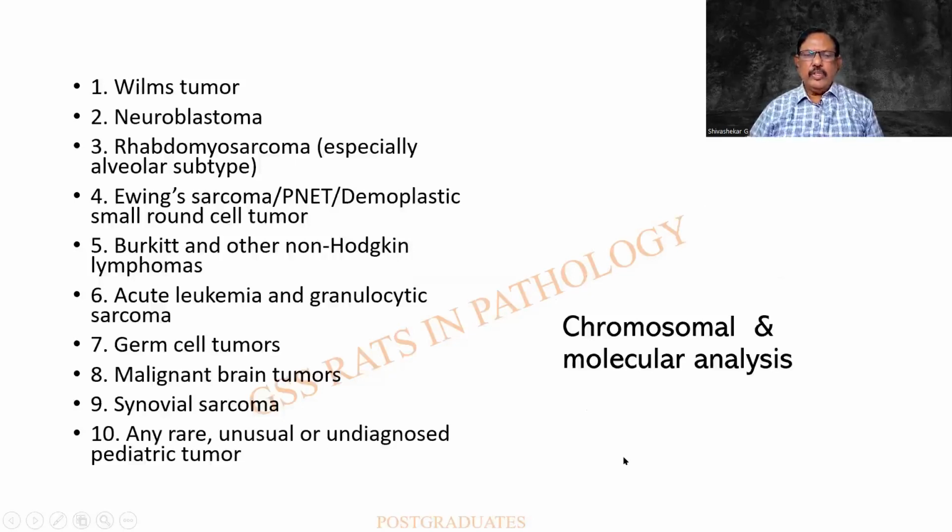Again, the chromosomal and the molecular analysis are important for distinguishing, because once we are going to get small round cells, maybe with some immature elements, these are the list of tumors that should be borne in mind: a Wilms tumor, neuroblastoma, rhabdomyosarcoma, Ewing's, Burkitt's, leukemia, other germ cell tumors, synovial sarcoma, and so on. So for all this, it is required. It is a beautiful list that we can buy back.